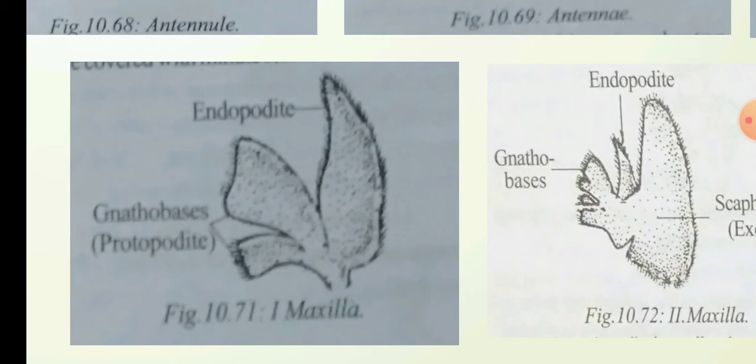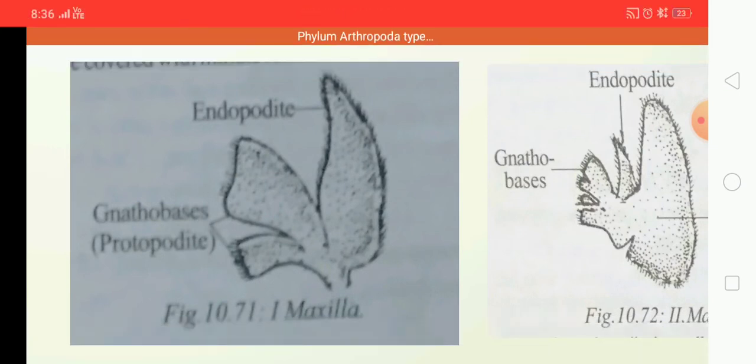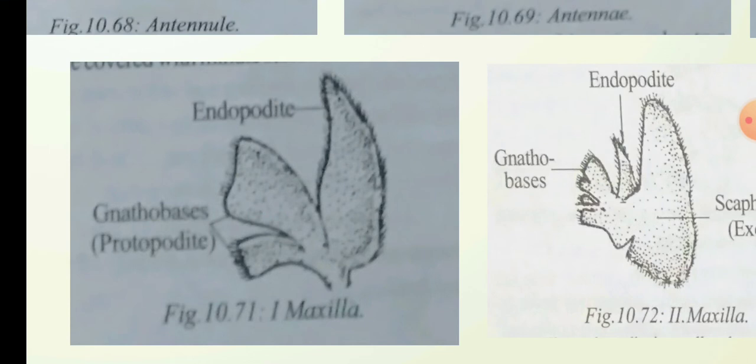The gnathobase is covered by minute setae, or hair. The endopodite of each maxilla is slender and made up of two segments. The exopodite is absent here. The function is to push the food to the mouth. That is the function of this maxilla, or first maxillae.